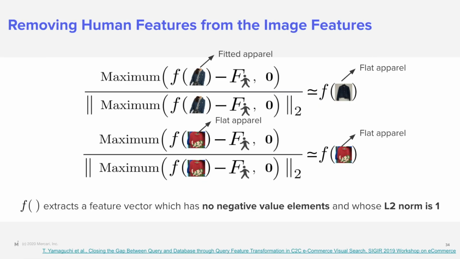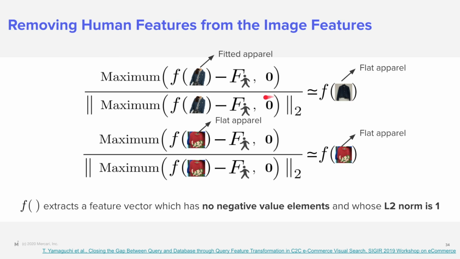To mitigate the problem, we transform the feature vector in this manner. The idea is subtracting human features from the original vector. Here, the small f is a function which extracts a feature vector which has no negative value elements and whose L2 norm is 1. And the capital F represents a human feature vector. I will show you how to generate this later.